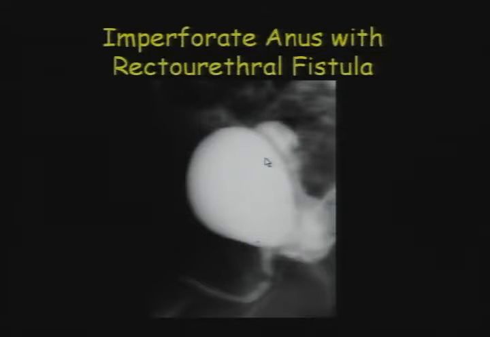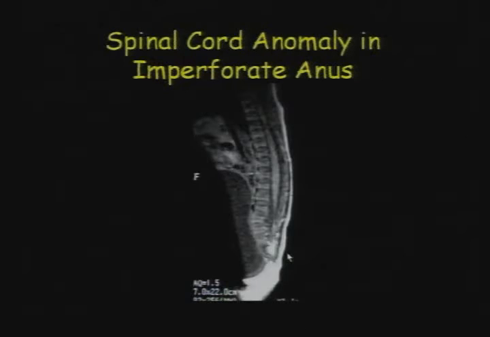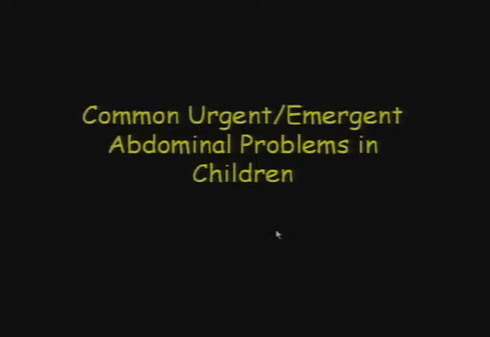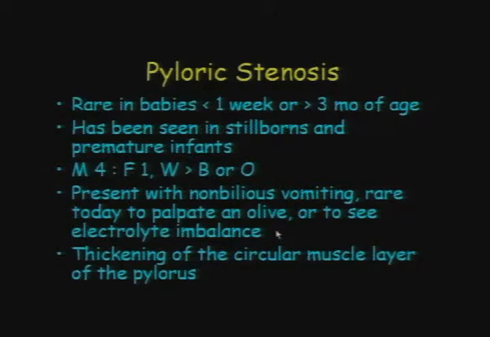Sometimes we'll be asked to do VCUGs, looking for the rectourethral fistula. Here you can see it. That will only be in male infants, because if there's a female infant, the fistula will be into the vagina. And here's a baby that you can see has a fatty filum, and the baby also had an imperforate anus.